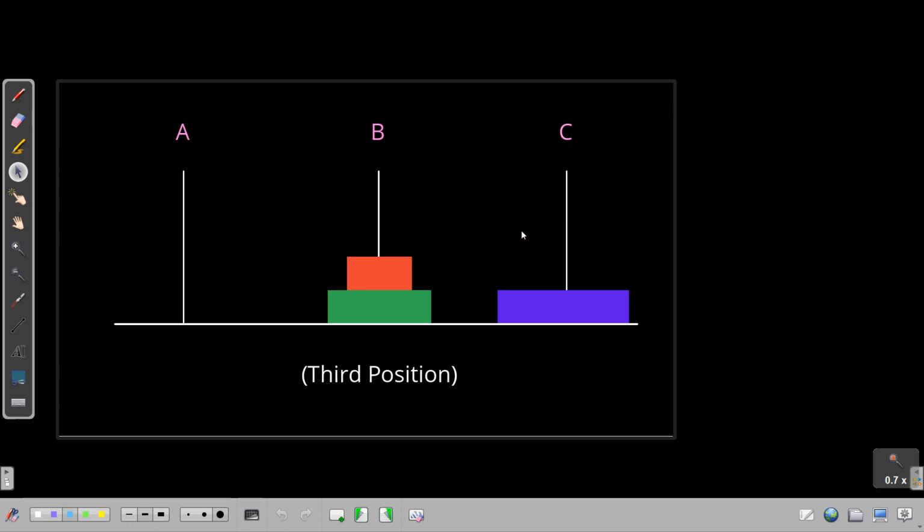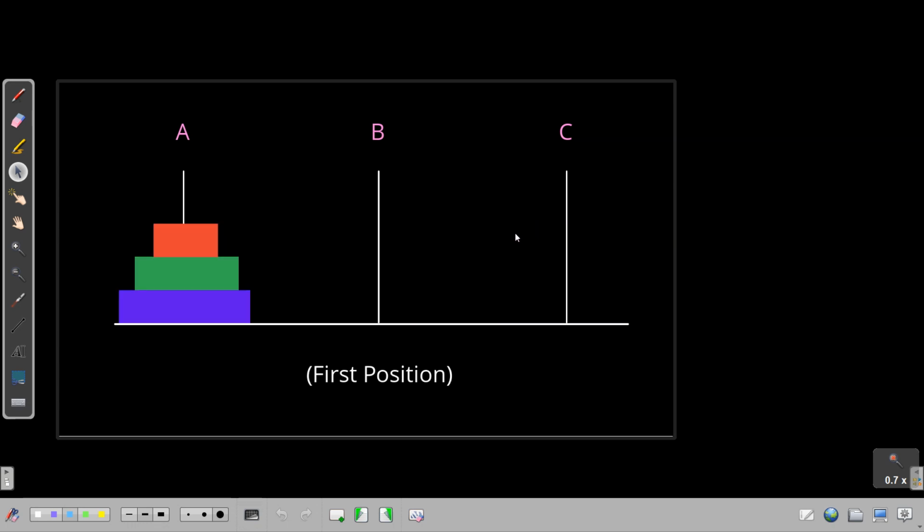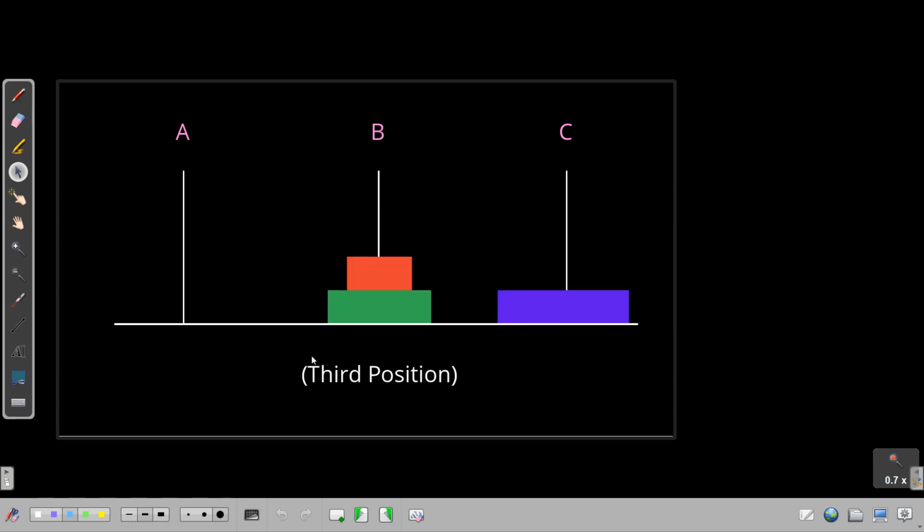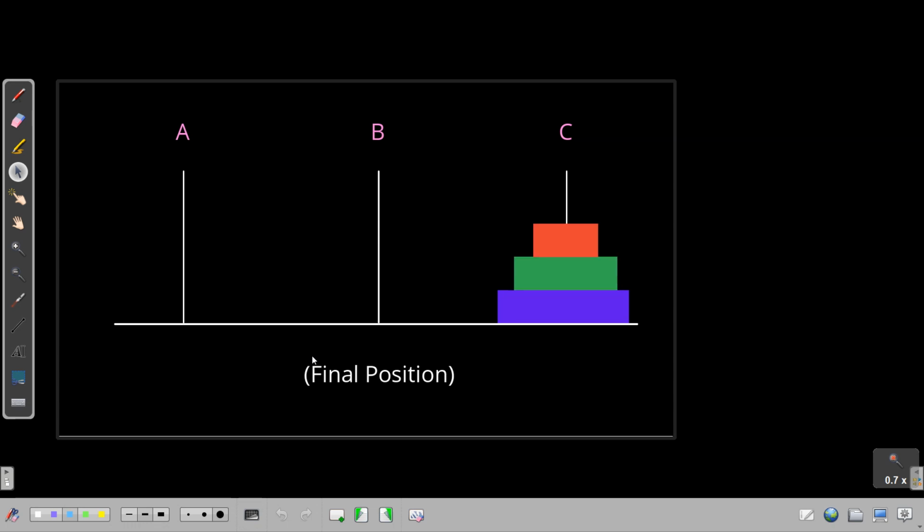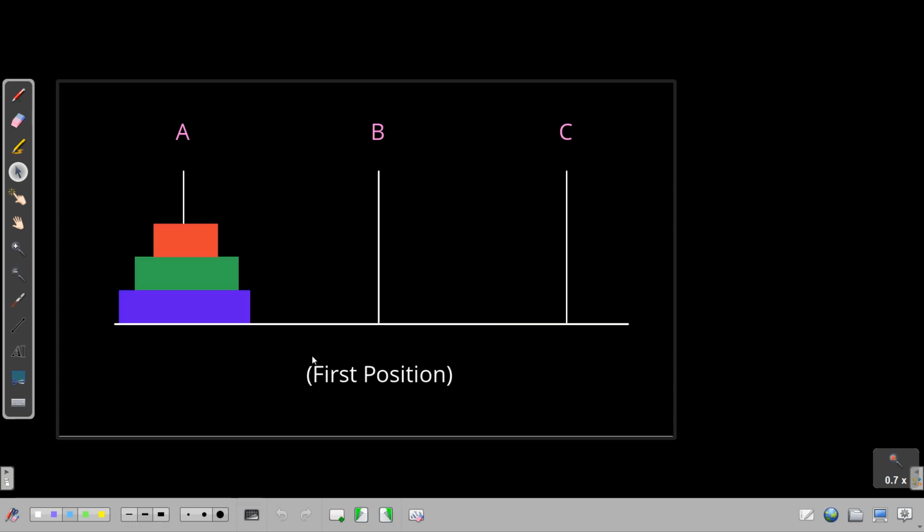Now check this again. What we actually did: this is our first position, this is our second position, this is our third position, and this is our final position. Check this again.